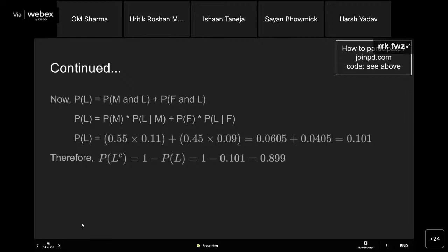Any doubts till now? Sir, just one question. For the given probabilities that we had over there, before multiplying, could we just subtract them from 1? I don't know if that's a correct way to do it. I mean, for the given probability L given M, L given F. Okay, you want to find just R given M?